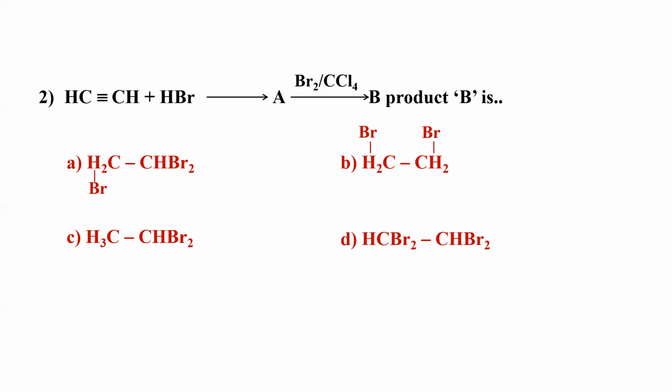So in the first step, what is A? Yes, vinyl bromide, CH2=CHBr. This is made to react with Br2 in CCl4. What will happen? Will the bromine atoms add across both the carbon atoms? Yes, it will. If it adds across, the product will be option A. So Br2 and Br will be the substituents.